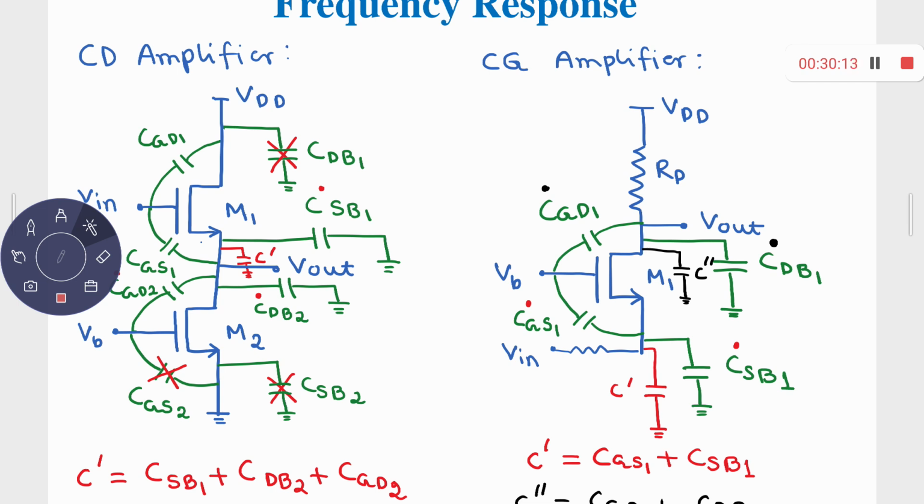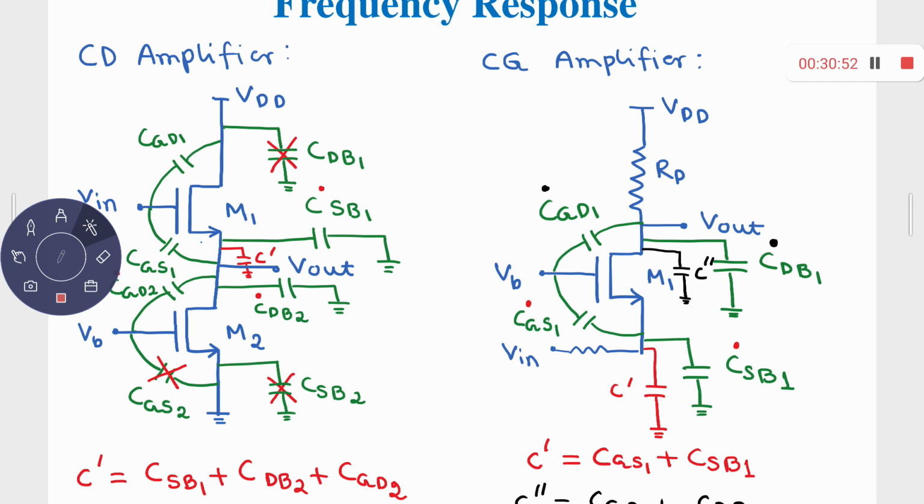Right? Is there any capacitor with a similar effect? Miller effect will be there for any capacitor if one terminal is connected to input and the other terminal is connected to output. But this time the input is what? Input is the source and output is the drain. Do you have any capacitor connected between the source and the drain? So for common gate, you don't have any Miller effect. None of the capacitors are experiencing Miller effect.